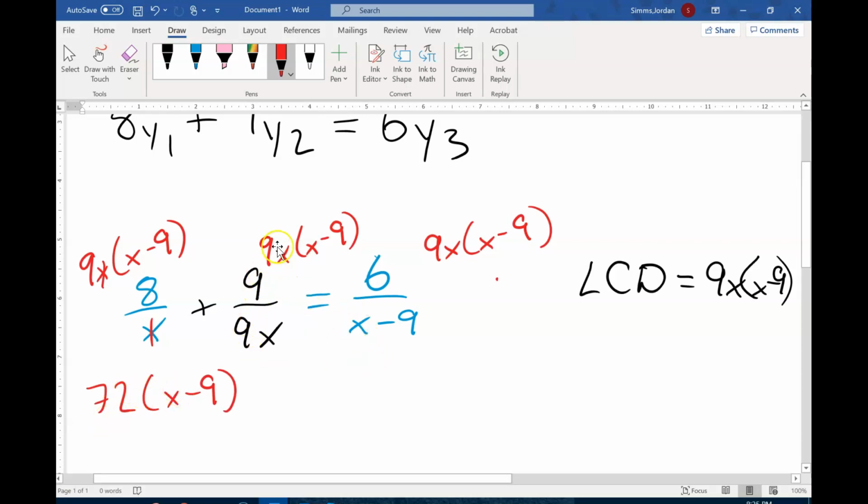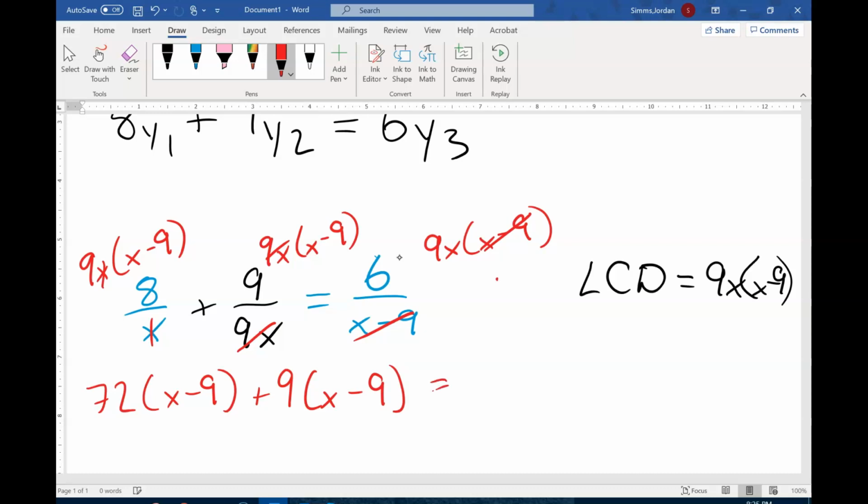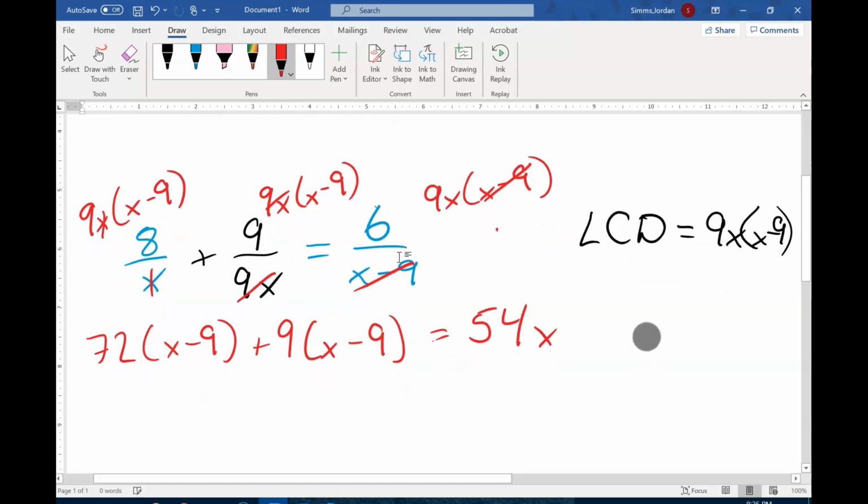The next term now, the 9x's will cancel. So I'm left with 9, so plus 9, bracket x minus 9. And over here, the x minus 9's cancel. I'm left with 6 times 9x, which is 54x. Okay, so the LCD trick, when properly applied, gets us to a point where we have no more fractions, which is beautiful. Okay, so next we'll just distribute each term. Watch your negatives. Take your time.